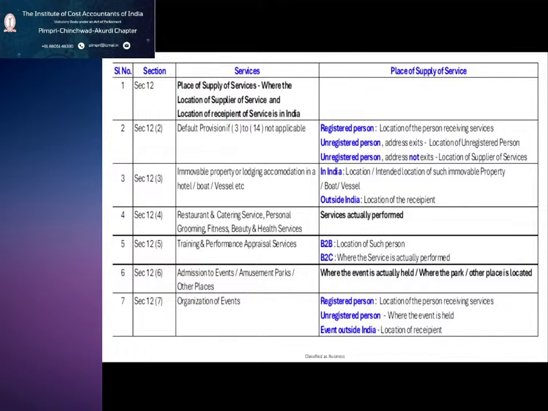Section 12, subsection 3 is for immovable property or lodging accommodation in a hotel, boat or vessel. If the property is in India, then the place of supply is the location or intended location of such immovable property, boat or vessel. If the person is outside India, then it is the location of the recipient. So we will see a simple example here.